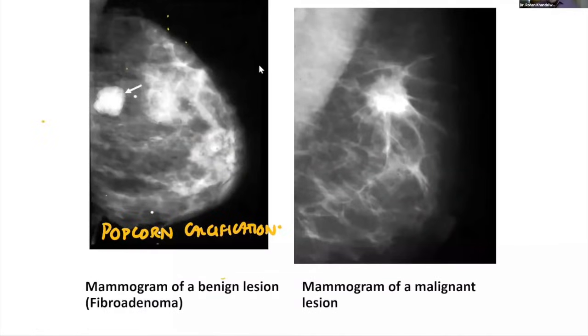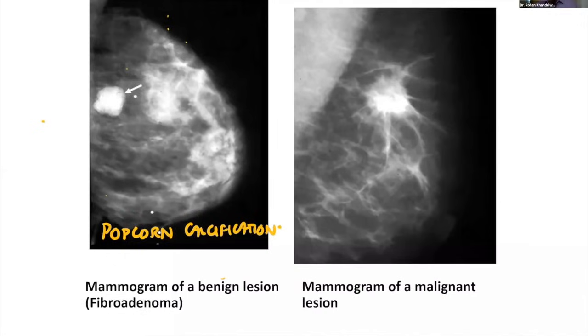For mammography, there are 2 views which are done. You have craniocaudal and you have mediolateral oblique. Please remember that mammography is the best screening modality for breast cancer, not breast self-examination.